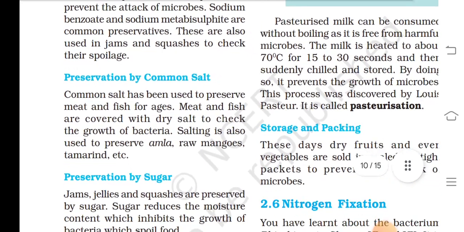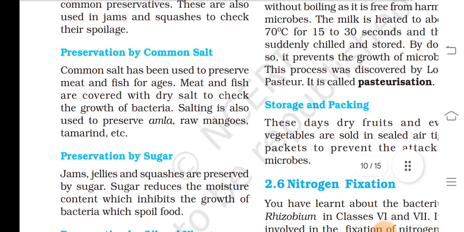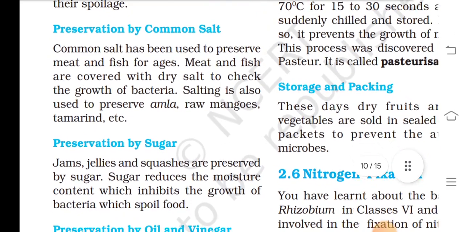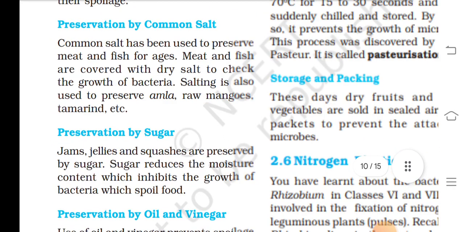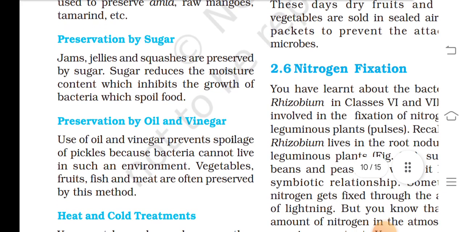Preservation by common salt. Common salt has been used to preserve meat, fish, and eggs. Meat and fish are covered with dry salt to check the growth of bacteria. Salting is also used to preserve amla, raw mangoes, tamarind, etc.